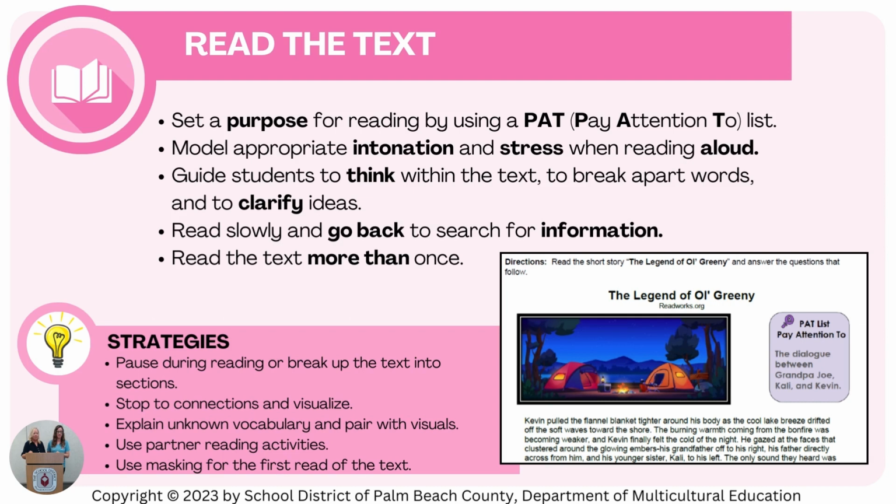Another thing that we can do as educators is we can model appropriate intonation and stress while we're reading. We also have to guide the students to think within the text. So that means we have to break apart words and clarify ideas. We have to do a lot of pausing and a lot of thinking and a lot of modeling of thinking. It's a good time also as you're reading the text to also explain vocabulary. So pull up a Google image or have some thought out images that you want to discuss. If there's a map, if there's something in the text that you want to point out, have that ahead of time so that you can have those discussions with students.